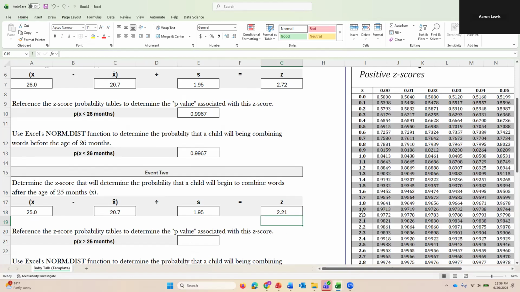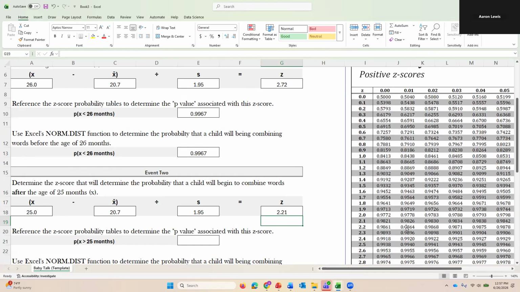Well, I can go through right here and find the 2.21 probability. So 2.2 is right here, going over to 0.01 is 0.9864. That's the probability of a child beginning to speak in sentences before 25 months, a 98.64% chance. But we don't want that. We want above. Well, these two outcomes are mutually exclusive. You either start speaking in sentences before 25 months or you start speaking after 25 months.